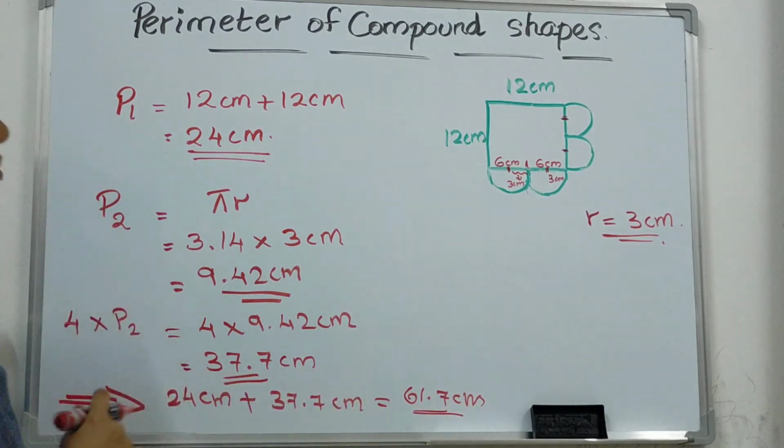So this is the way you are finding the perimeter of the compound shape. Just find them separately. At last, just add the perimeters together to get the perimeter of the compound shape.